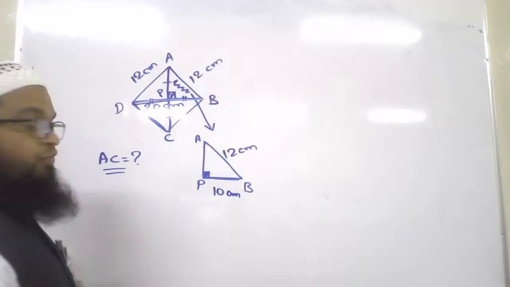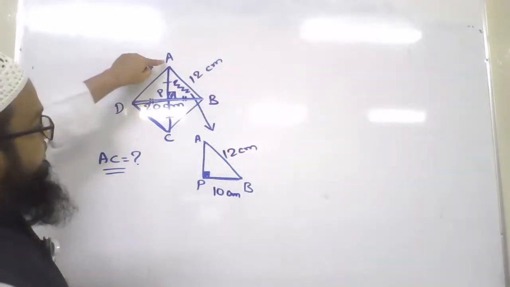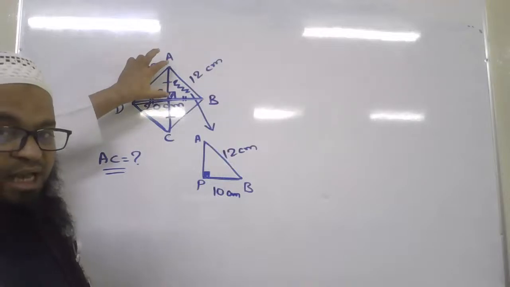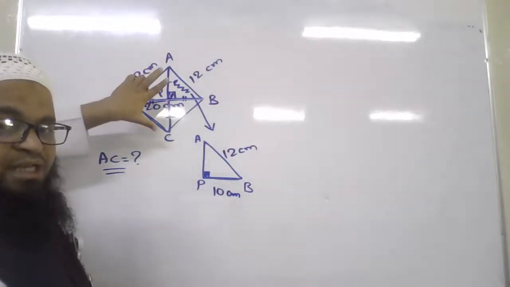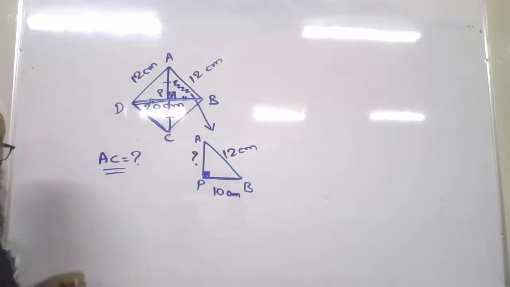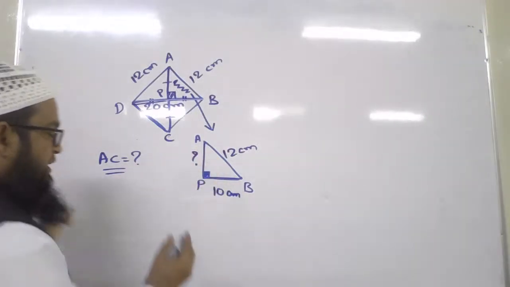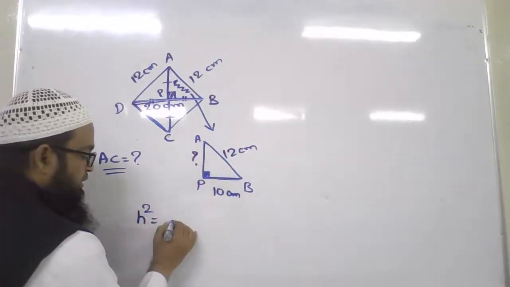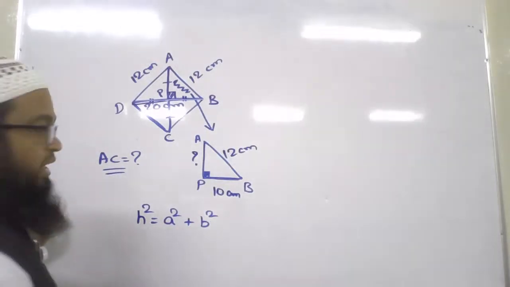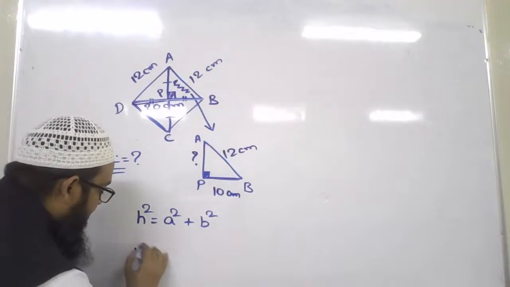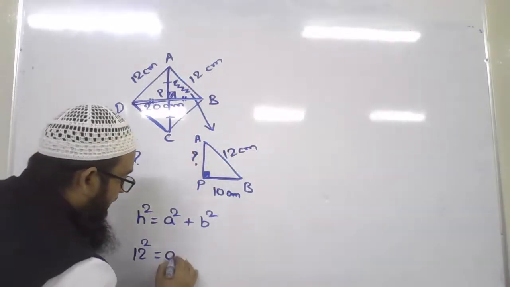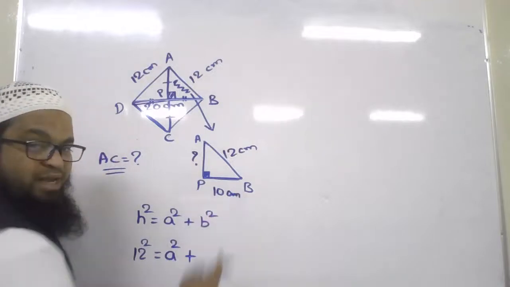Now what you are supposed to find? Actually, we are supposed to find AC. But since this diagonal is also bisected, if I find AP, AC will be double of it. So you have to find this. Now in a right angle triangle, what is the concept? Hypotenuse square is equal to altitude square plus base square. The hypotenuse is 12. 12 square is equal to altitude square plus base square.